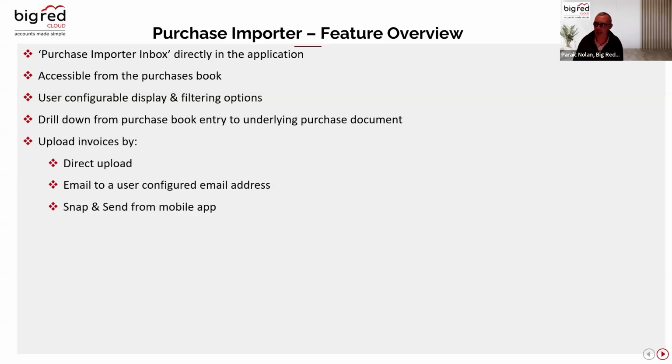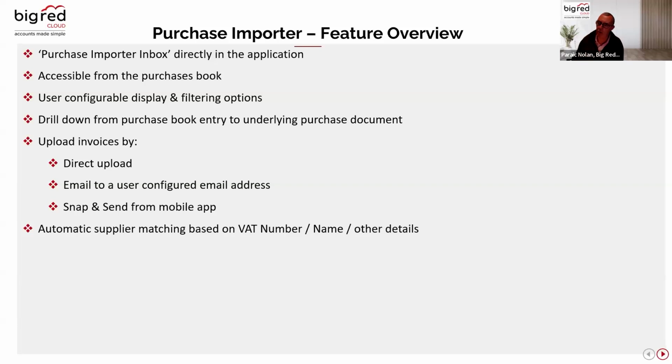You have three channels to upload invoices, and you can directly upload them in the user interface. You can send it to a dedicated email, and as part of today's session, I will show you how that email address is set up and configured. And then finally, we have the new Snap and Send feature using the mobile app, where you can just take a picture of an invoice and upload it to the purchase importer system.